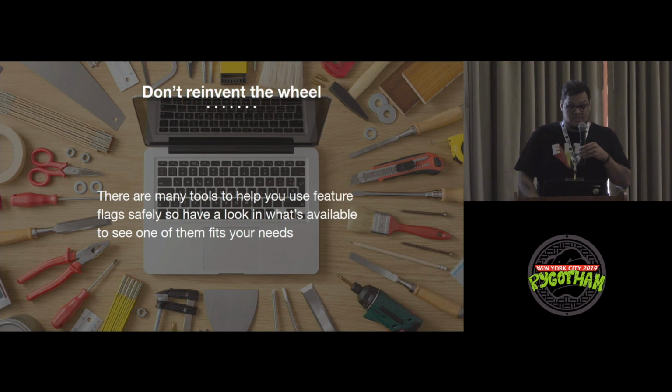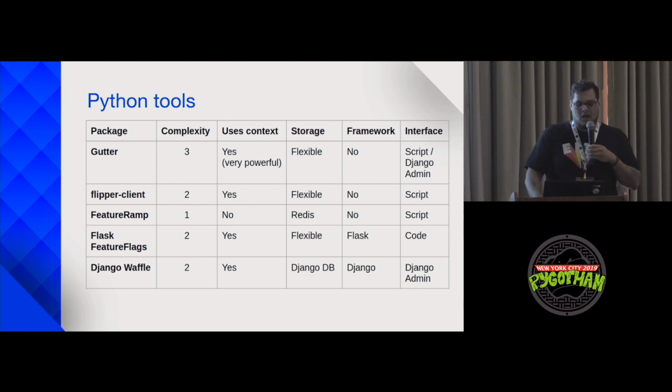And the last one is don't reinvent the wheel. There are a lot of tools that you can use right now for adding feature flags to your application. So you don't need to develop code for handling a specific state of feature flags. These are some of the tools I could test before this presentation.